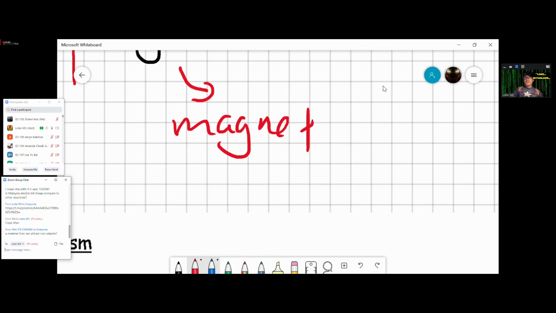Something they stick on the fridge is called a magnet. Okay. If you stick your brother on the fridge, then your brother is a magnet. Okay, come back. So what is a magnet actually?